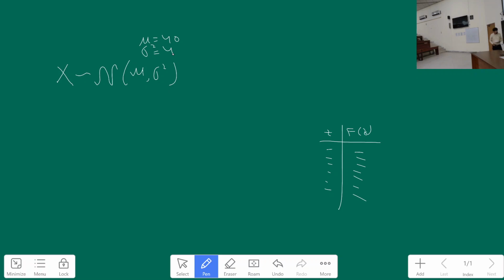Let's say there is a normally distributed variable with some mean and variance. The mean is 40 and the variance is 4. We want to find the probability x is greater than 43. How do we find it now?